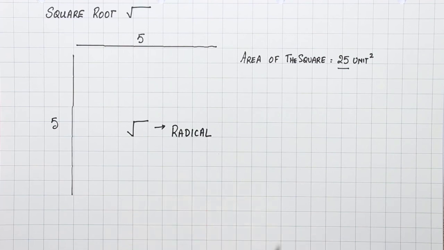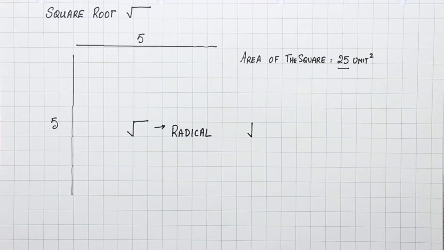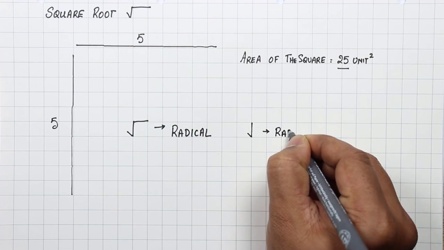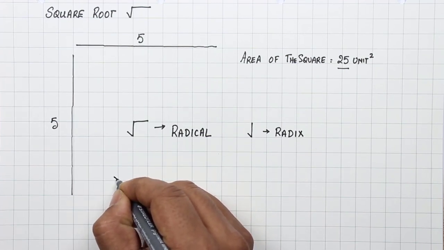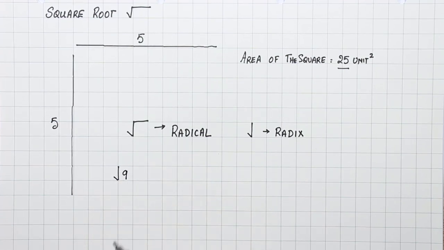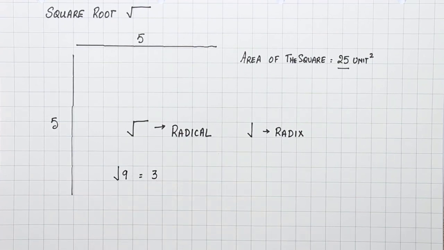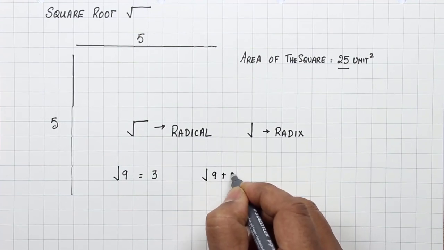Initially it was represented as a single vertical line like this. This symbol was called a radix, which is a Latin term from which the word radical was derived. Later, they had a problem. Suppose I give you a number and you want to find the square root of 9. This is much easier. This is 3. Suppose I give you the square root of 9 plus 7.